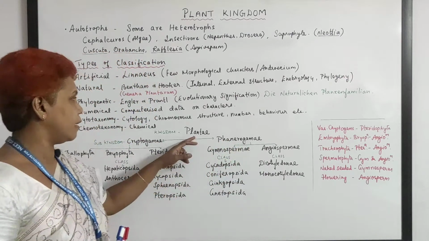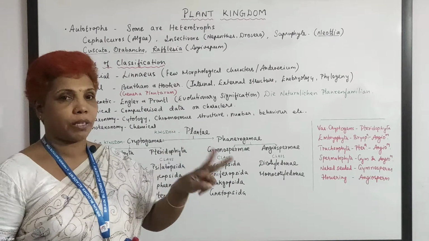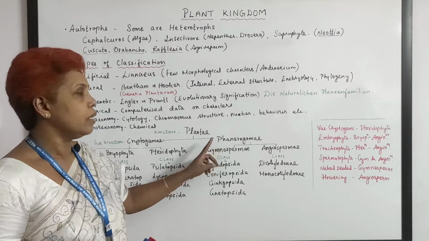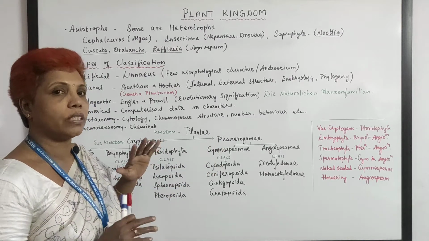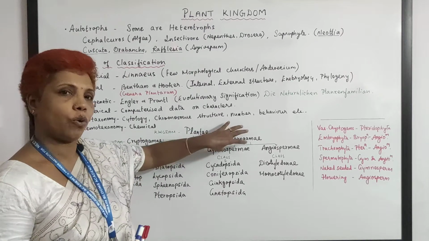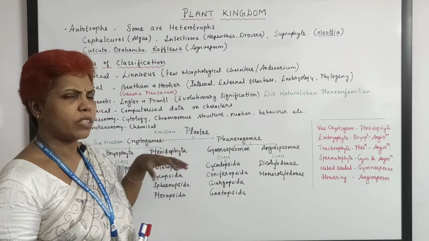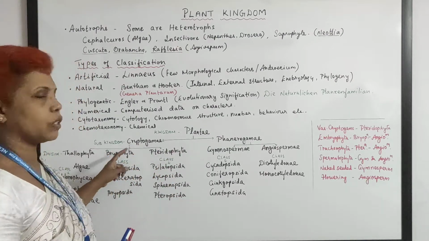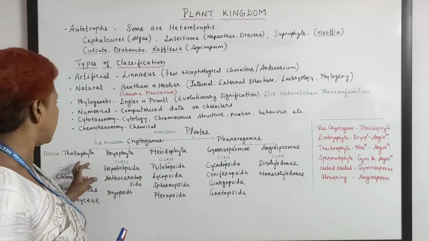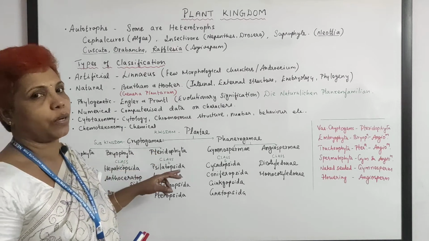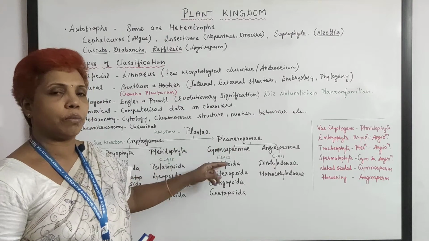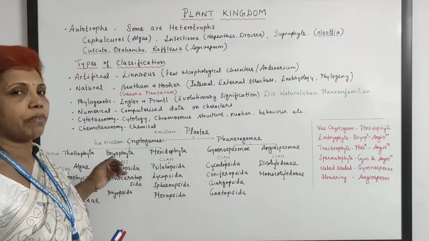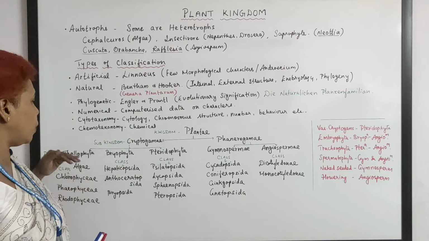Plantae, or plant kingdom, is divided into two major groups. One is cryptogams and another one is phanerogams. Cryptogams are non-seeded plants, and phanerogams are seeded plants. Non-seeded means then how will they reproduce? They go with spores and other modes. Let us go with cryptogams. They have three divisions: thallophyta, bryophyta, and pteridophyta. And phanerogams: gymnospermae and angiospermae. Here the thallophyta, previously even the fungi were under thallophyta, now only algae.